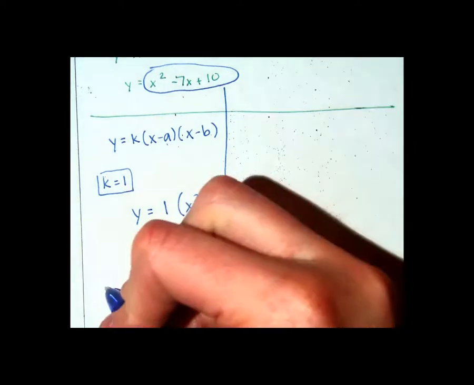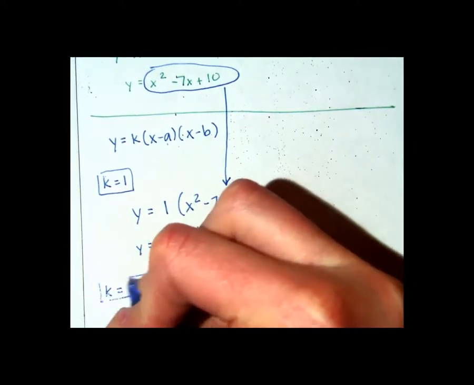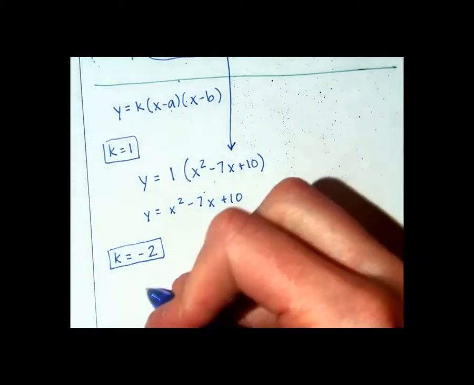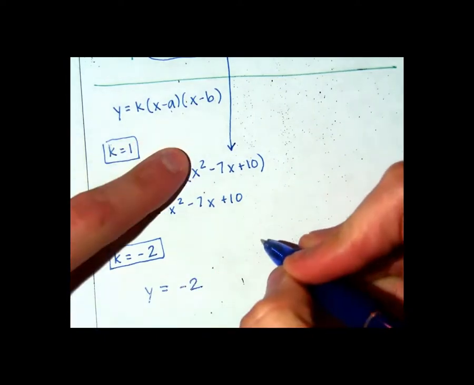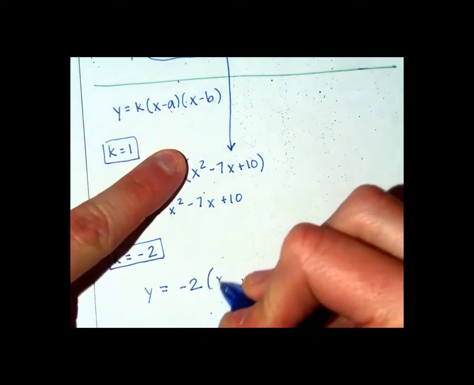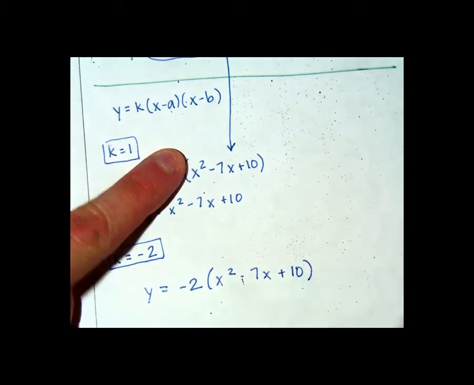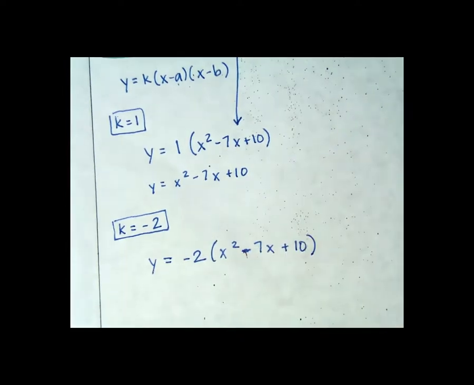Y is going to equal x squared minus 7x plus 10. But how about when k equals negative 2? Will something change? Yes. We're going to set this one up too as y equals negative 2. We're going to plug in the same thing we did up here. X squared minus 7x plus 10. I want you to distribute that negative 2. Finish distributing the negative 2.